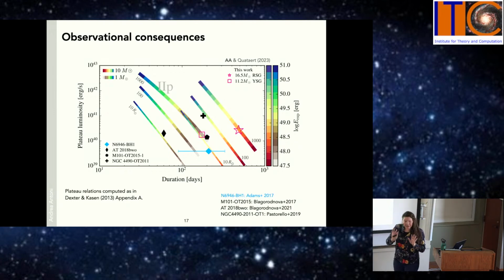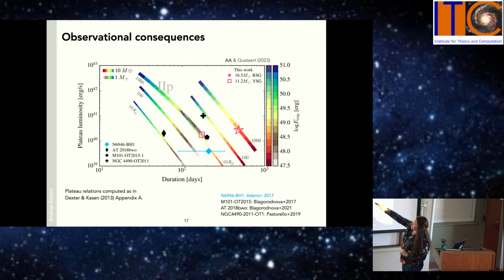So this is a very rough estimate and this is a very busy plot. Let me explain what you're looking at here. I can take the Dexter and Kasen formalism, and what this tells me is the plateau luminosity and the length of the plateau as a function of the mass of the ejecta and the initial radius of the ejecta.